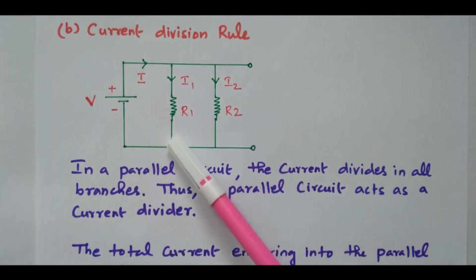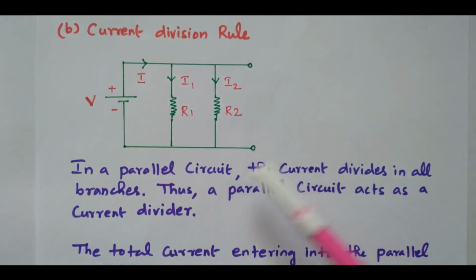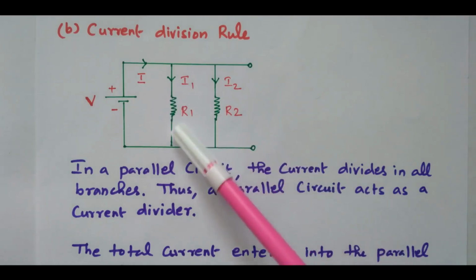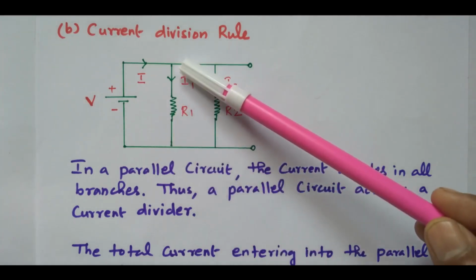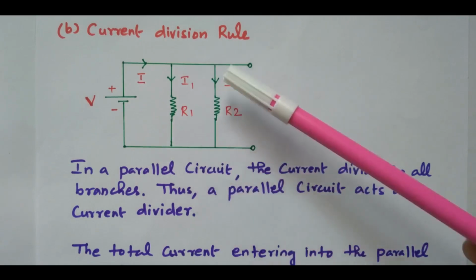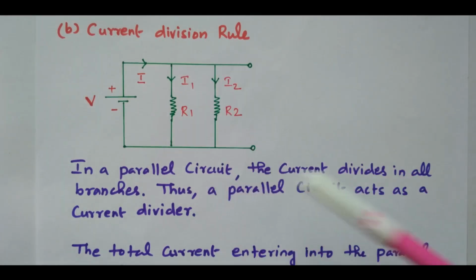We'll take this as I1, this as I2. So the total current I equals I1 plus I2. Depending upon the resistor value, some of the current is diverted through R1, and the remaining current is diverted to R2. So in a parallel circuit, the current divides in all the branches. So the parallel circuit acts as a current divider. Previously the series circuit acted as a voltage divider. Here the parallel circuit acts as a current divider.